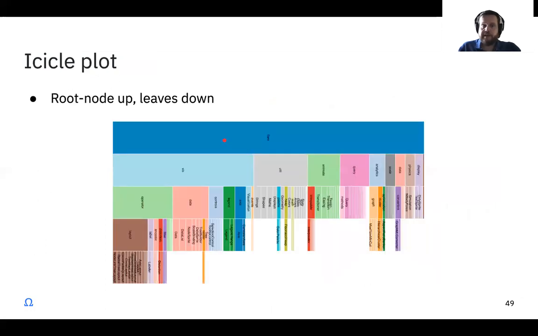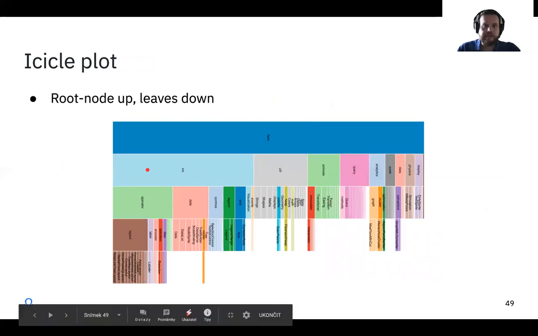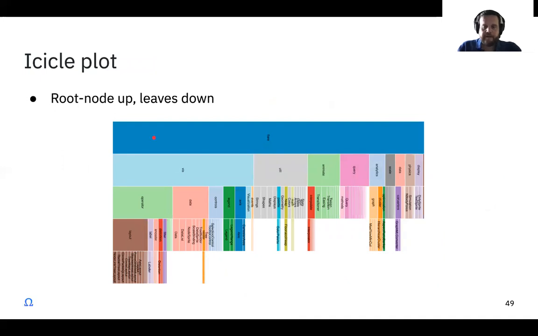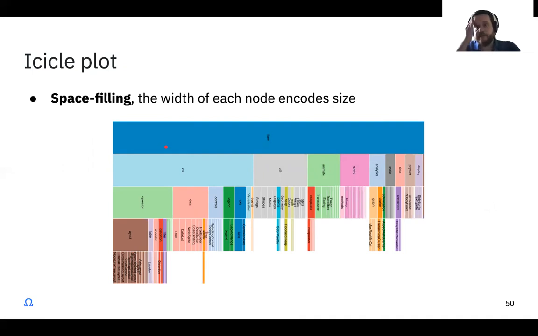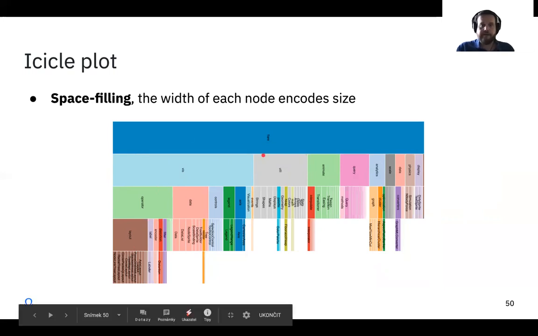So let's jump straight to the icicle plot. The name is evident. It looks like icicles hanging from the roofs in winter. The root node is up. Leaves are towards the bottom. And what happens here is that it's a space filling visualization, where each of these levels is the level of the tree. So this is the root node. This is level 1, level 2, level 3, and so forth. And the width of each node encodes the size.